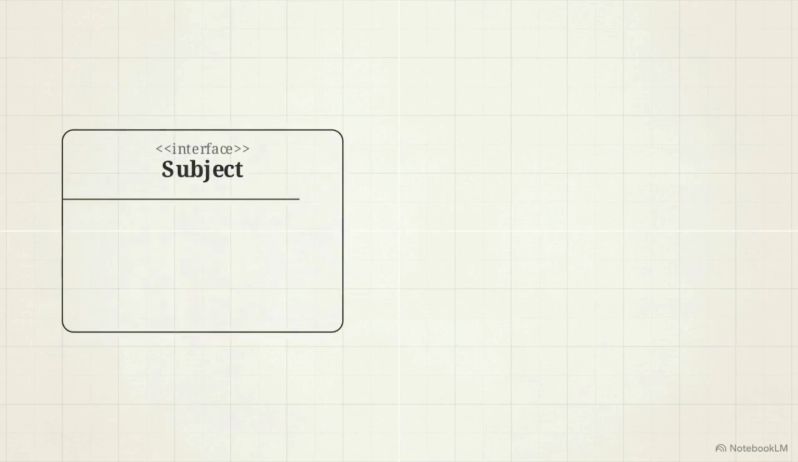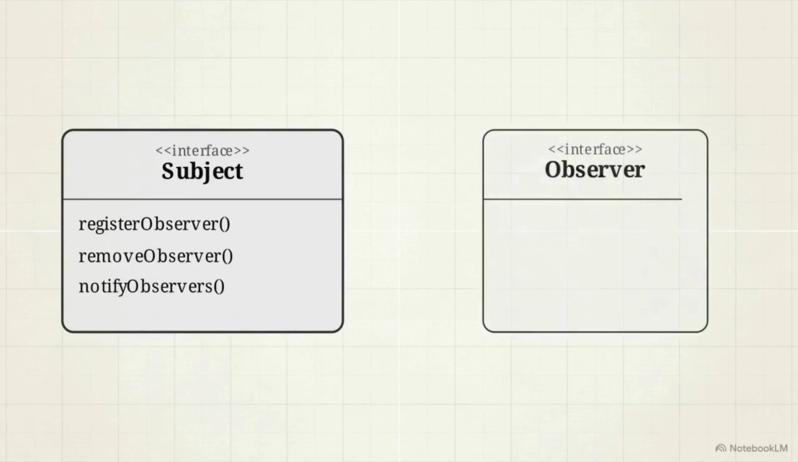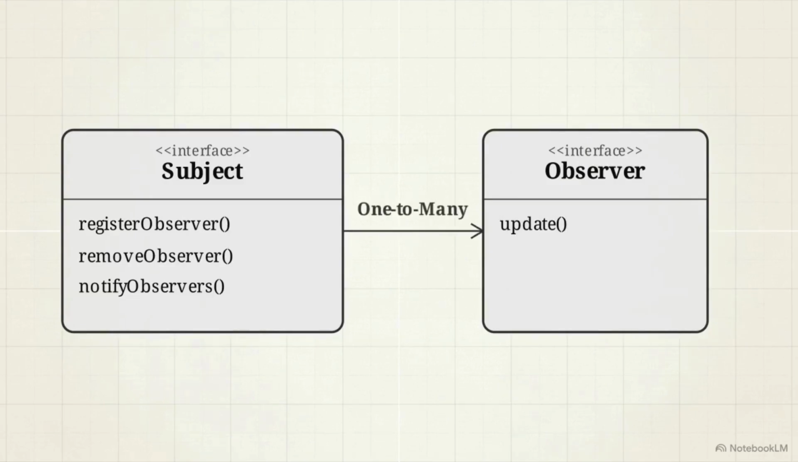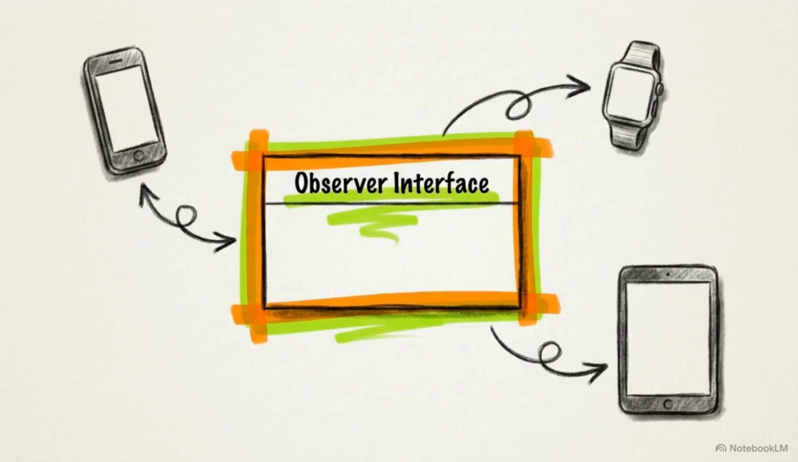We solve this with an interface. We create a subject interface for registering, removing, and notifying observers. Next, we define an observer interface with an update method. This establishes a one-to-many relationship. The subject is the source of truth, and observers are dependents. Under this design, the subject doesn't need to know what the observers actually do with the data. It only needs to know that every object on its list implements the observer interface.